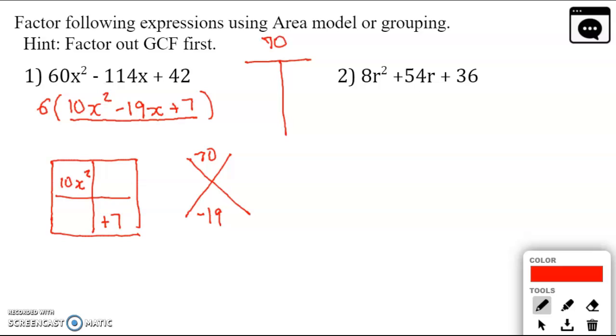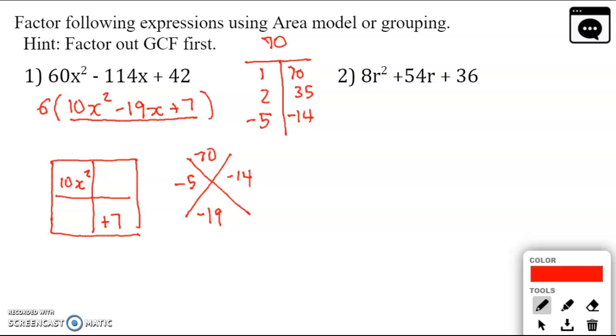So 70. Okay, if I multiply 1 times 70, the sum is not going to be 19. 2 times 35, that's still not going to work. 70 is not divisible by 3. What about 4? No. What about 5? Yes. And 5 times 14. Okay. All right. 5 plus 14 is 19. So I found my two numbers. But I want the sum to be negative 19. So I need to change both the numbers to negative 5 and negative 14.